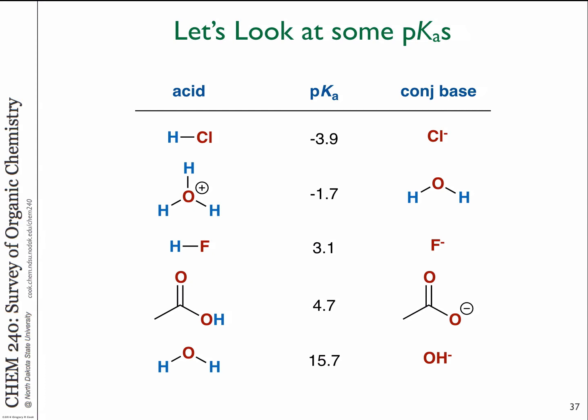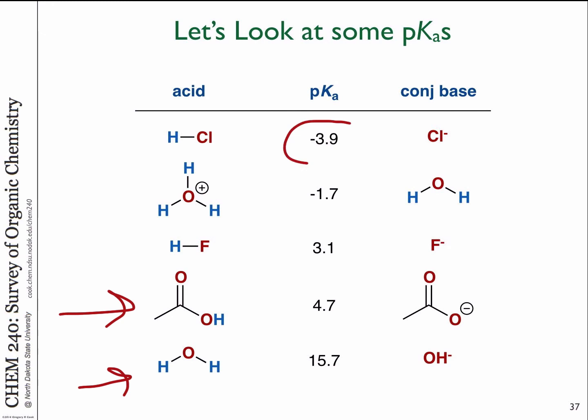I just want to share a few pKa numbers for you to get some idea about what the differences are in acid strength. So if we look at some things that we consider strong acids, HCl. Yeah, you can even have pKa numbers that go negative. HCl, hydrochloric acid, minus 3.9 pKa. Compare that with hydronium itself, and acetic acid, here, acetic acid and water.